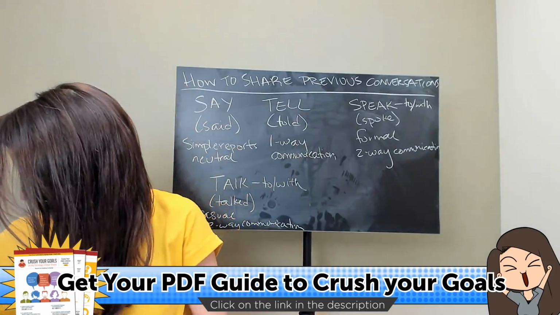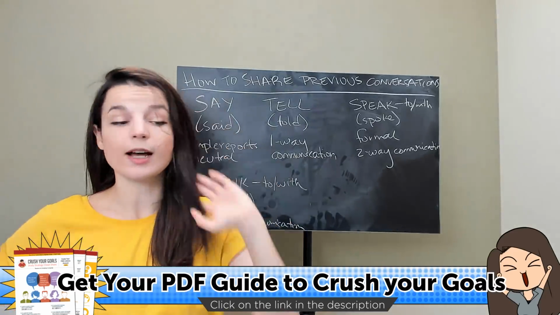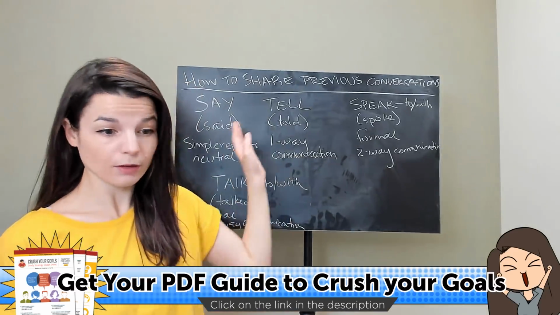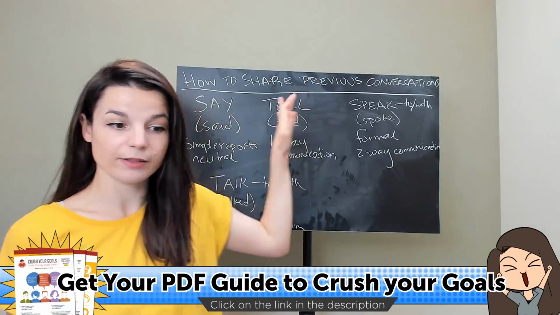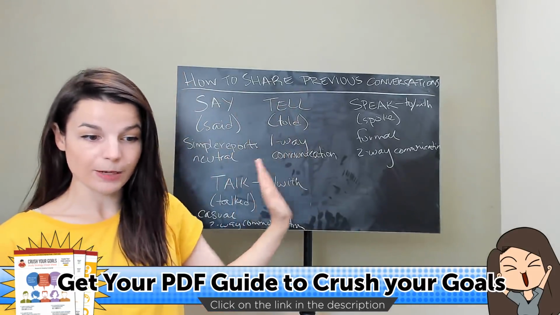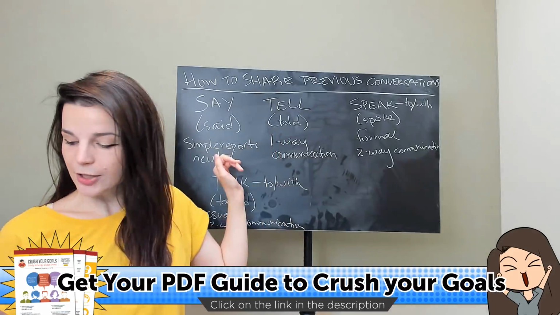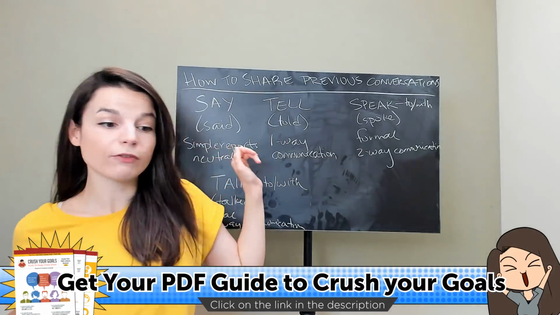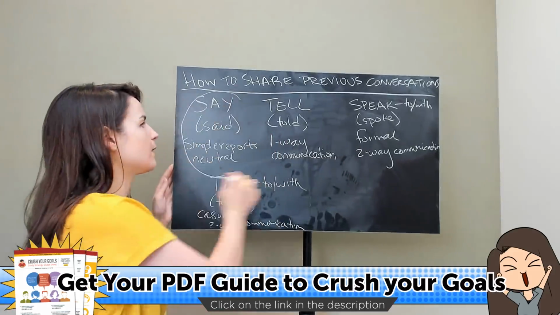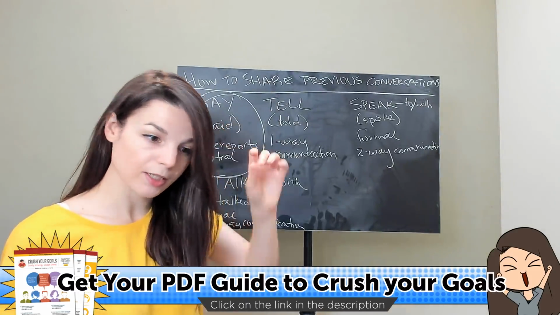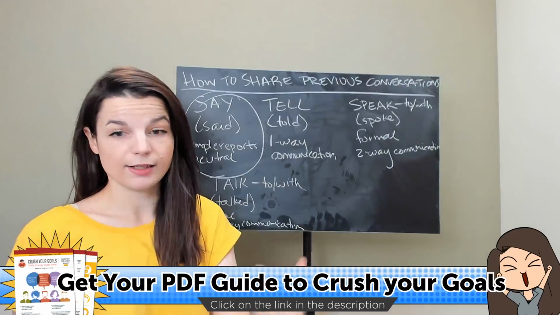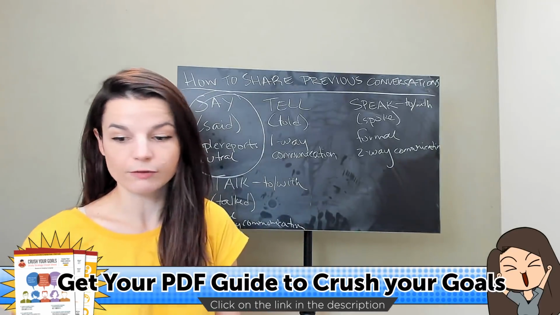All right, but I want to go on to the second part of today's lesson. Let me get an eraser. So if you're just joining us, today we're talking about how to share previous conversations. So in the beginning, we talked about these verbs. But actually, today, we're going to focus on using this one in particular, using the verb say to report information. So using said to do that. We're going to focus there for today.